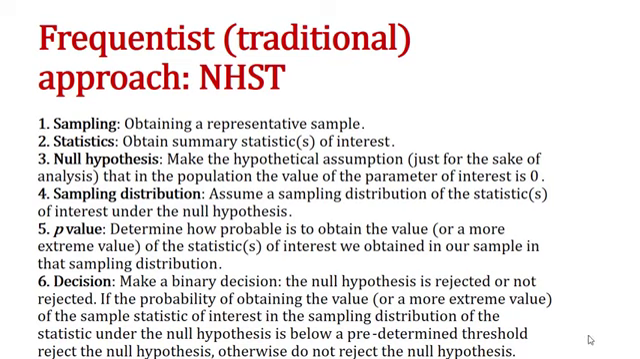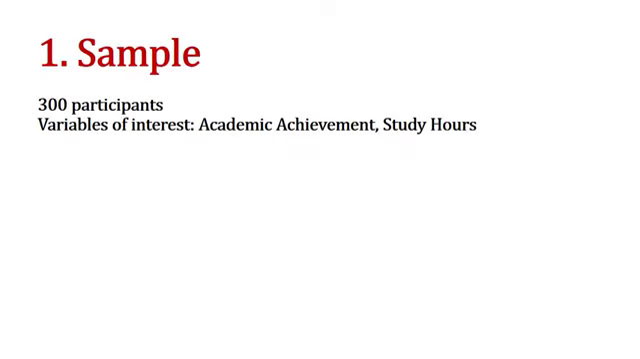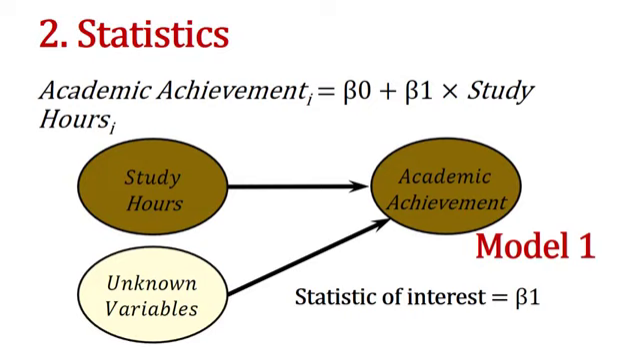Okay, so I'm going to show these 6 steps with a case study, and the case study is the same as what we've seen in previous videos. It's a sample of 300 participants, and the variables of interest are academic achievement and study hours. So the statistic of interest will be the beta 1 parameter. So basically here is the model: study hours causing academic achievement.